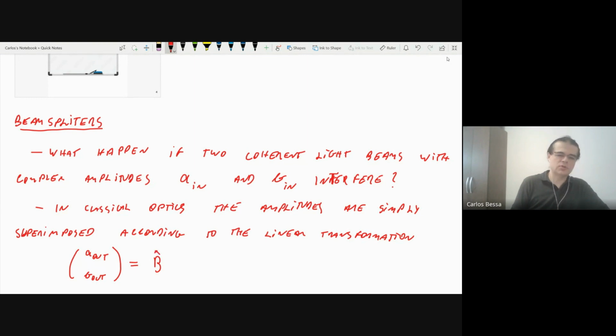That's a matrix that we see, acting on A in, B in. Operator in the quantum case, right? We are still in the classical case. So B here is just a matrix.